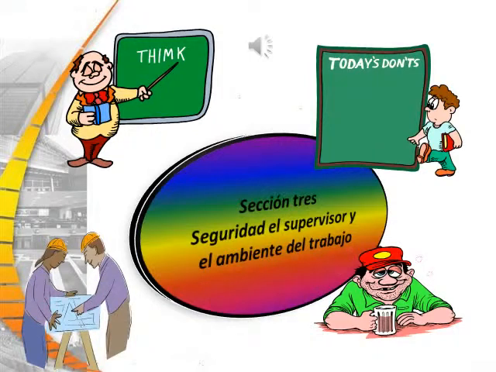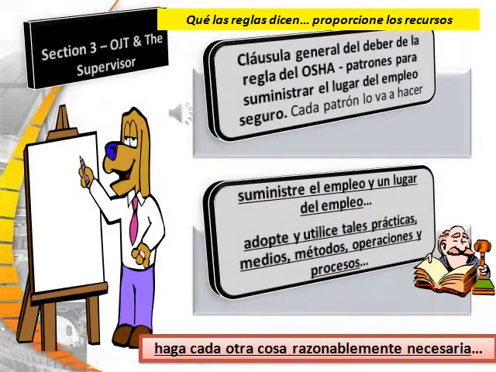Section 3, Safety, the Supervisor, and the Work Environment. OSHA General Duty Clause calls for employers to furnish a safe place of employment. Every employer shall furnish employment and a place of employment, as well as adopting the use of such practices, means, and methods in operations and processes, and do every other thing reasonably necessary to prevent injuries and illnesses.